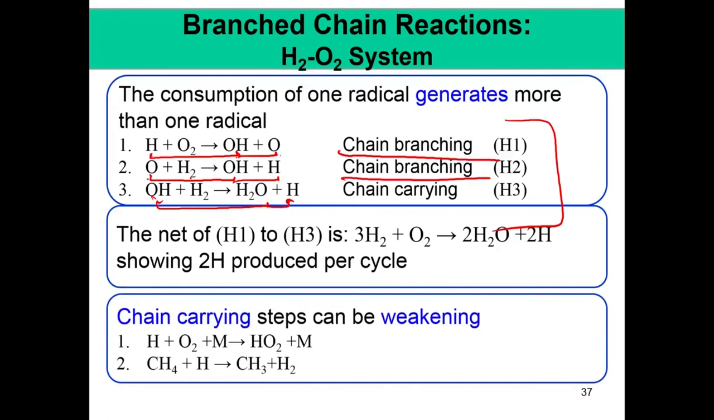So, you see that in this H1 to H3, if you consider the net overall step, 3H2 plus O2 give rise to 2H2O plus 2H, which shows 2 H radicals are produced per cycle, right. So, that is very, very important. So, these radicals are multiplied. Okay.